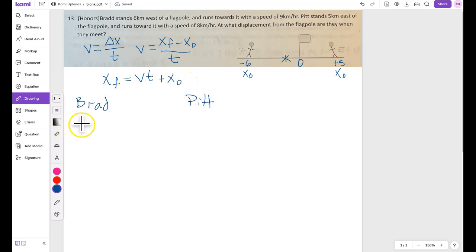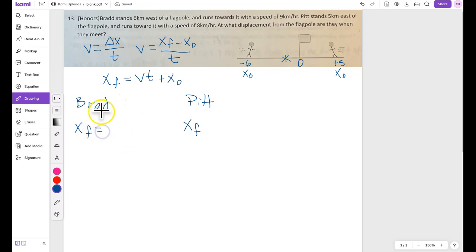So we don't know where Brad is going to be. That's going to be his final position. And we don't know where Pitt's going to be, but we know Pitt will be at the same spot. They both are going to be somewhere here. They could be anywhere, right? But we're just going to arbitrarily say they're right there.